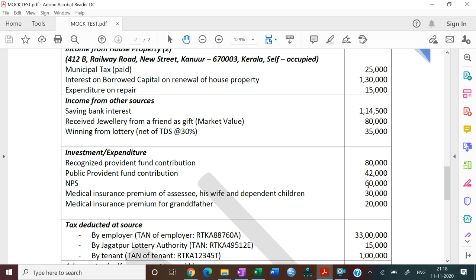Okay. Now come to the next point, that is interest or expenditure related to deductions. Now the assessee contributed towards RPF 80,000, PPF 42,000, NPS 60,000, medical insurance premium for the assessee, his wife and dependent children 30,000, and medical insurance premium for grandfather 20,000. Class, we will ignore this last part, the medical insurance premium for grandfather, because as per section 80D, the assessee can only get deduction for the medical insurance premium if he or she made payment for himself or herself, spouse, dependent children and parents, not grandparents. So in this case the assessee will not get a deduction of rupees 20,000.